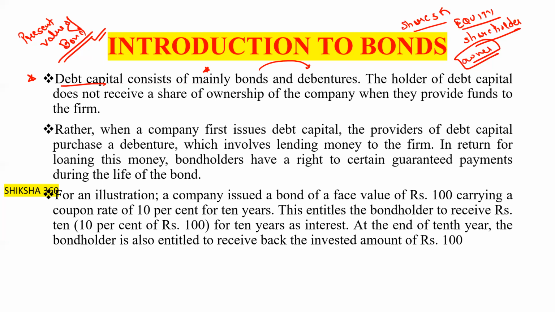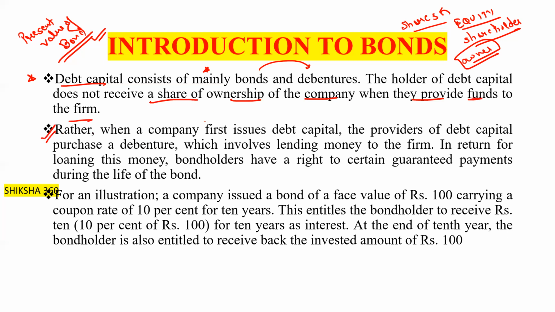Here in debt, it is a type of loan. The holder of the debt capital does not receive a share of ownership of the company. The person who is providing the loan, like a bank providing a loan to the firm, does not become the owner or one of the owners of that firm when they provide funds to the firm.